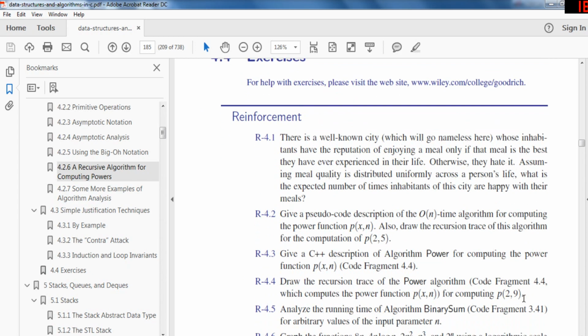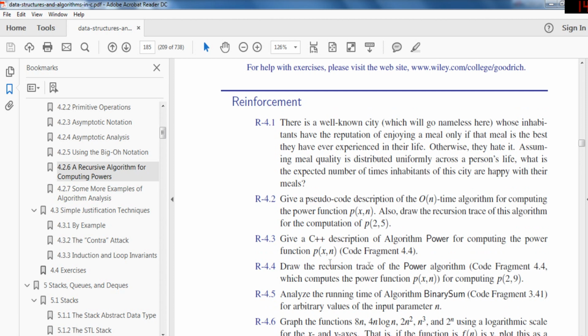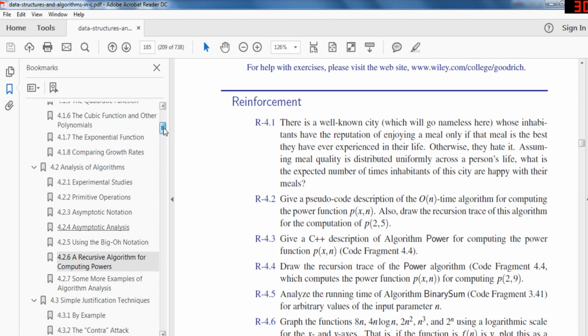Alright, that was pretty much all of our justification techniques of algorithms.